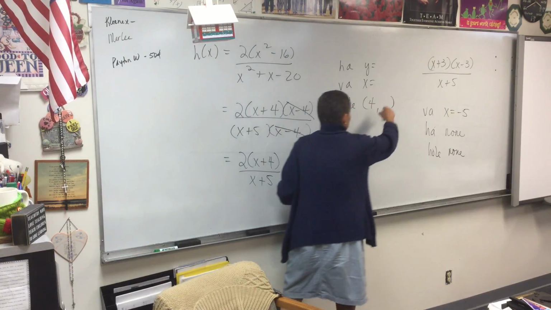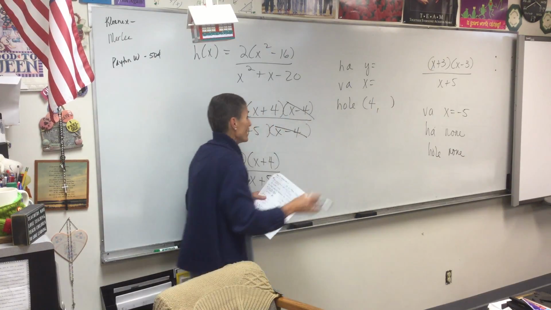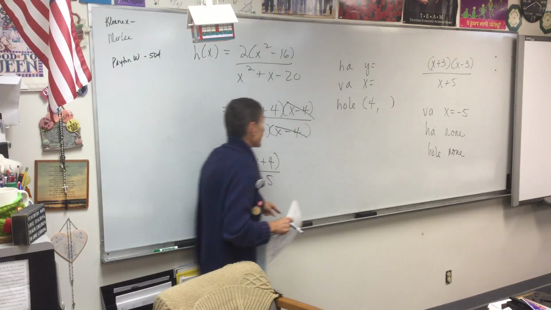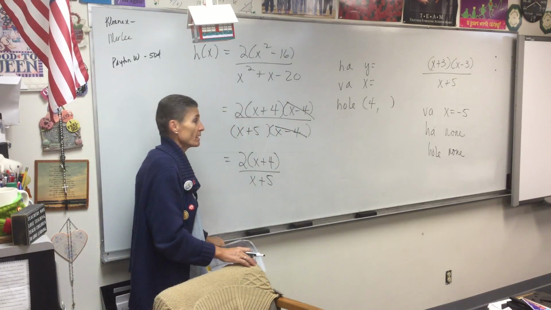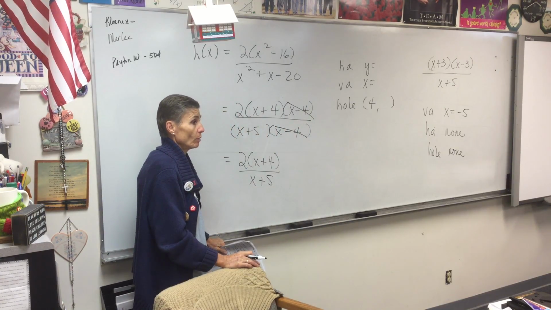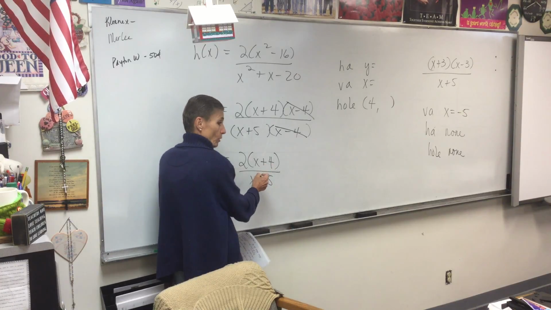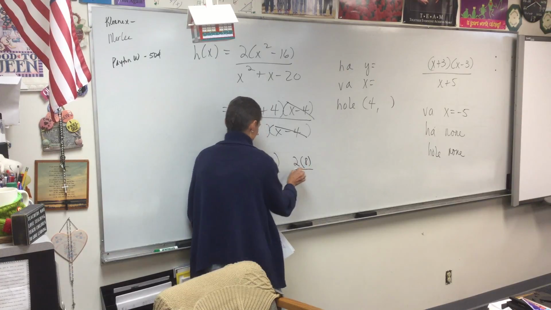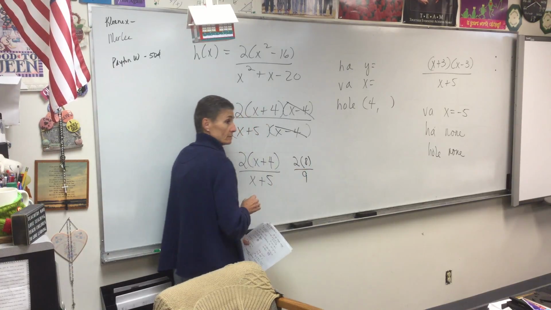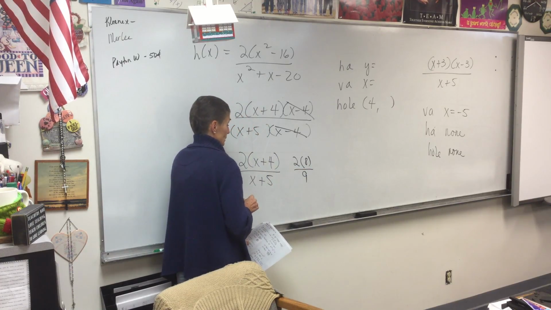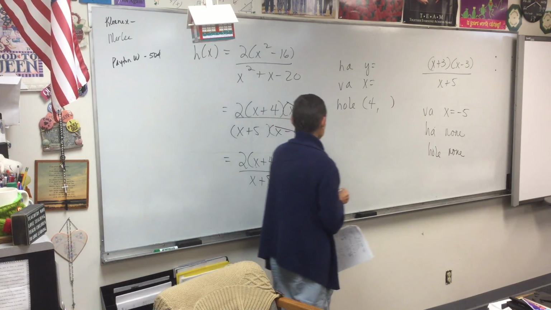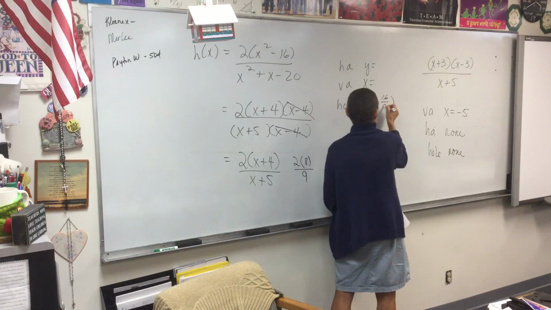The hole is a point, though. It's not an equation. These guys are equations. This guy's a point. So I need a y. Where am I going to get my y part of that point? I'll plug 4 in right here. So I'll have 2 times 8 over 9. I put in 4. So that gives me what, 16/9? There's my hole.